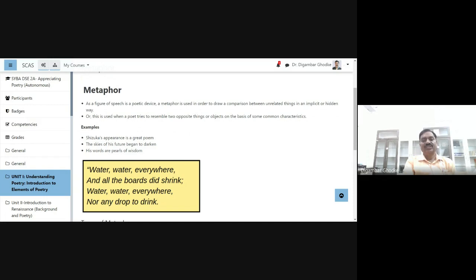Examples. Now let's have some discussion on the examples. Shizuka's appearance is a great poem. I can see here there is a comparison between Shizuka's appearance and a poem. So what is the common quality? These are two unrelated things. Shizuka is a human being, a girl, and her appearance is being compared with a poem. Now, here, the common quality is beauty. Beauty is one of the characteristics, meaning it is appealing. As the poem is appealing, the poem attracts the readers, Shizuka's appearance also attracts the people. So that is the point of comparison.